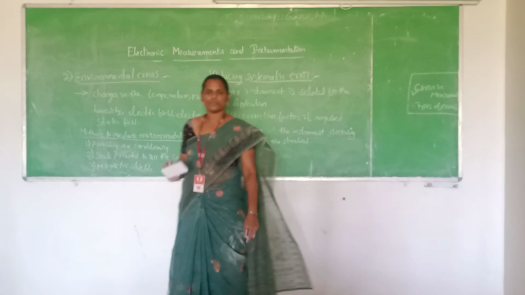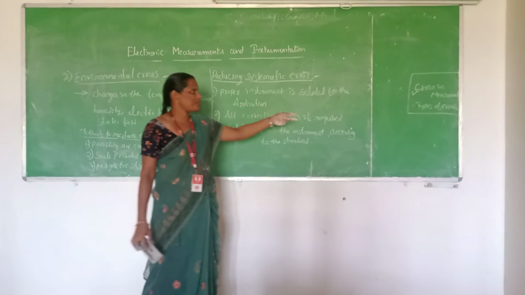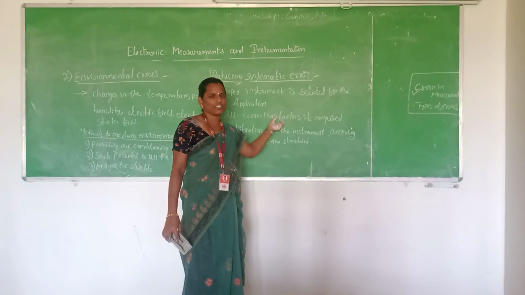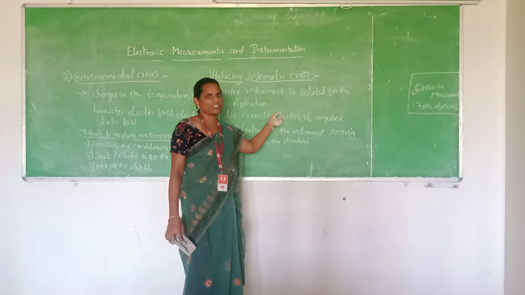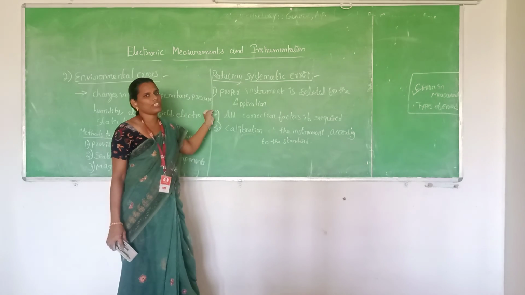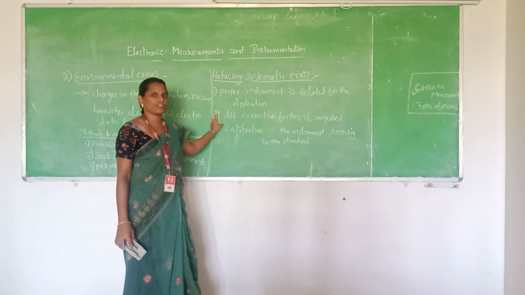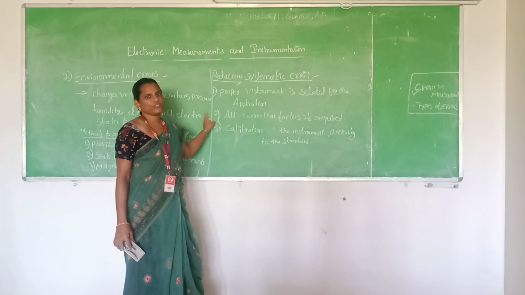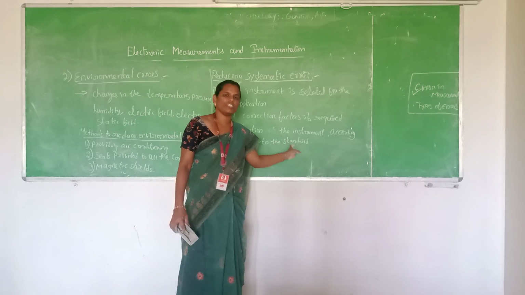In today's class, we have discussed the types of errors. The first one is the gross error and the next one is the systematic errors. In the systematic errors, we have completed the environmental errors and also the instrumental errors. In the next class, we will discuss the observational errors.